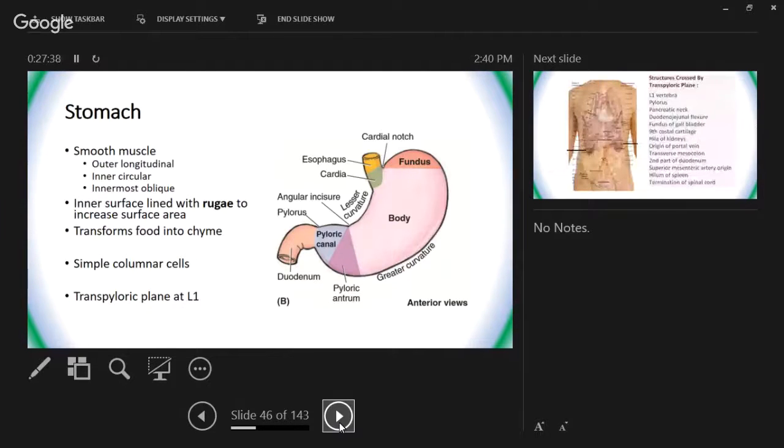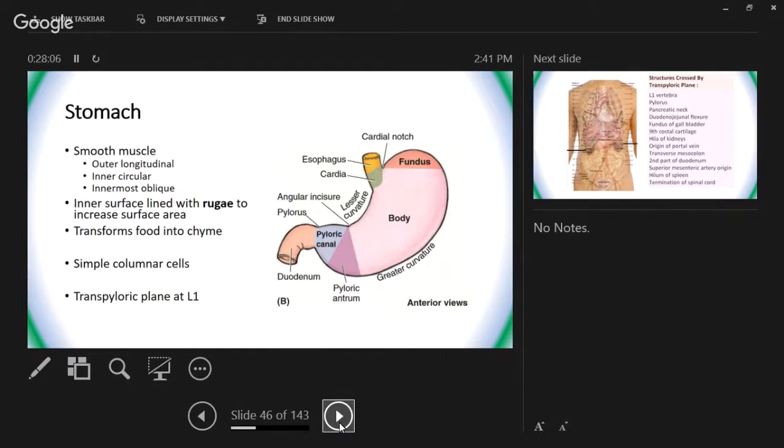The stomach itself has three layers of muscle: the outer longitudinal and inner circular, which is pretty much the same all the way through the GIT. But you've also got this innermost oblique muscle as well. And rugae is something you might hear being used, and that's just folds to increase the total surface area in the stomach. It also has simple columnar cells.